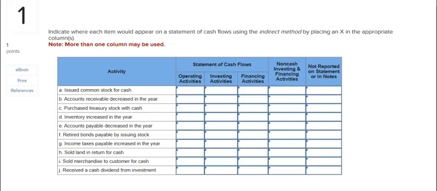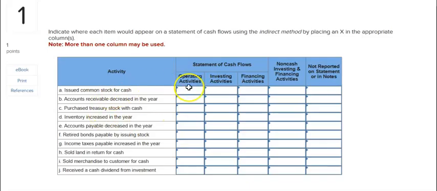Here's the Chapter 12 problems assignment, dealing with the statement of cash flows. And the first problem, they give you various activities, and you need to say where it goes on the statement of cash flows. Operating activities, investing activities, financing activities. Is it a non-cash investing and financing activity or not reported on the statement or in the notes?